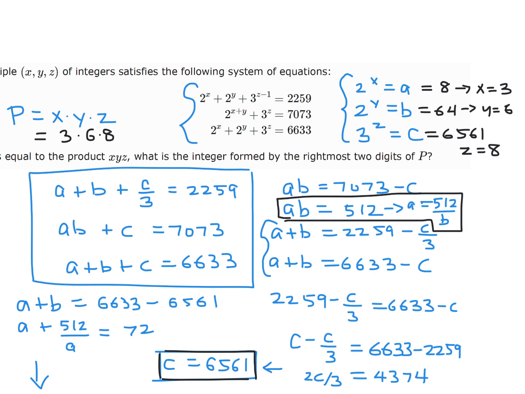3 times 6 times 8 is, I believe, 144. And what are they looking for here? The integer formed by the right two most digits of P. Okay, so just the right two digits. So I guess just the 44 is what they're looking for, I believe.